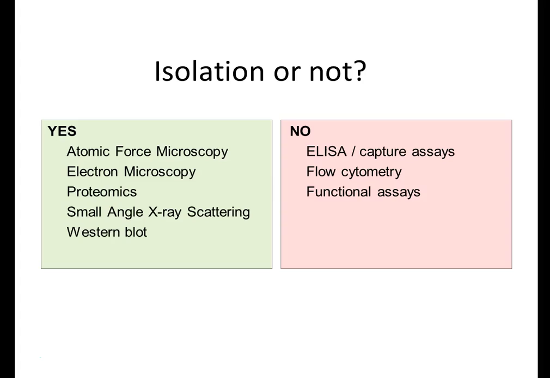For example, on the left I summarized a few methods where isolation and purification is absolutely essential, such as small angle X-ray scattering or proteomics. On the other hand, if you perform functional assays, flow cytometry or ELISA, isolation is often not necessary. So please bear in mind what your downstream application is.